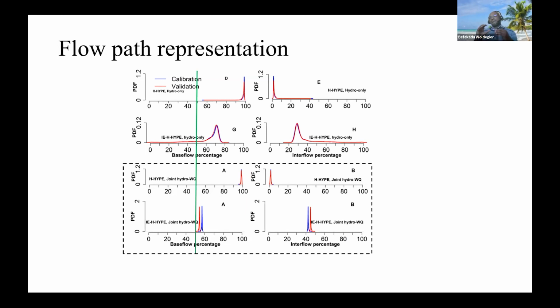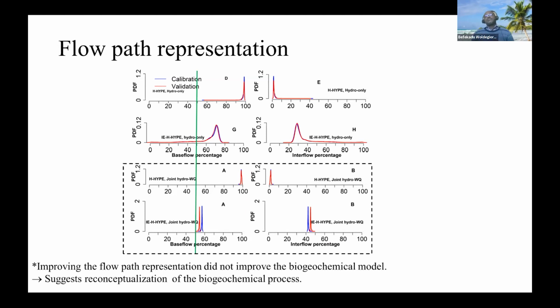So the question is, how would this translate into biogeochemical modeling? We have seen that the flow path has improved. What's the implication on the water quality modeling? Well, the results showed that the improvement of the flow path representation didn't directly translate into the biogeochemical model improvement, which suggests the need to reconceptualize the biogeochemical process to make use of the improvements that have been obtained regarding the water balance of the hydrological model.